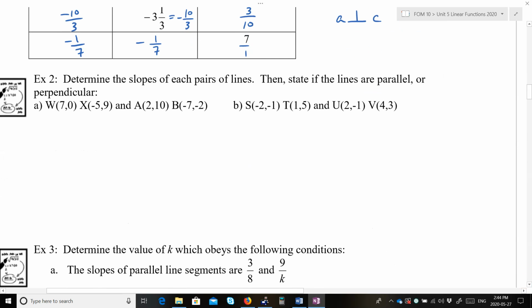All right, let's try example 2. Determine the slopes of each pair of lines. Then state if the lines are parallel or perpendicular. Okay, and so for this we are going to use slope equals y2 minus y1 over x2 minus x1. So the slope of WX, I'm going to write subscript WX there for this line segment WX.